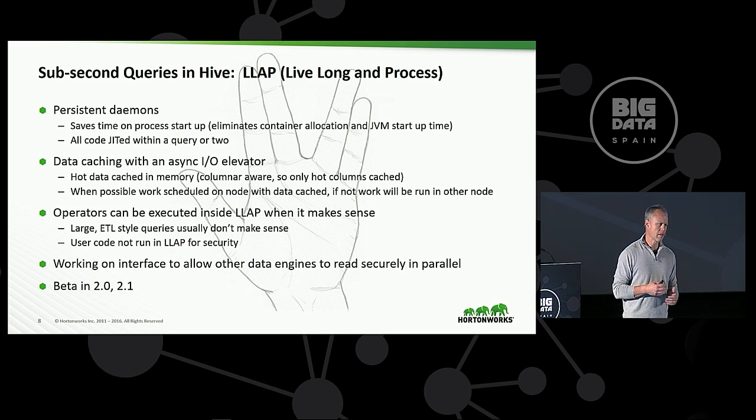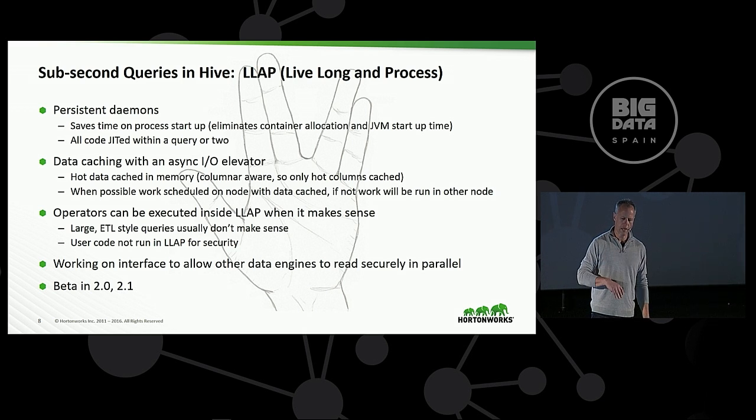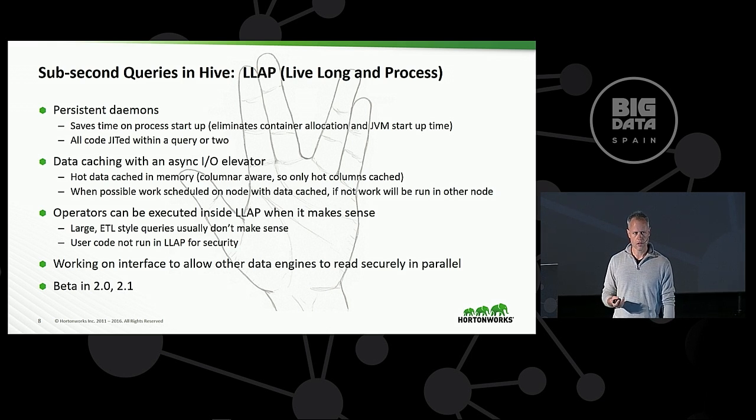And so by running these daemons consistently, not taking the JVMs up and down all the time, we are able to benefit from the JIT on the first record through on your query. So even if your query is only going to end up touching 100,000 records, you're still going to benefit from that.